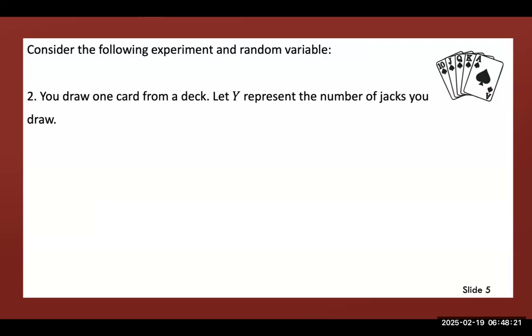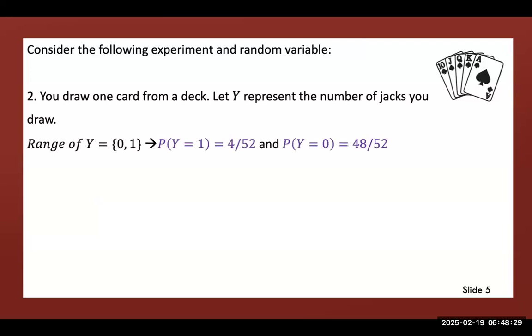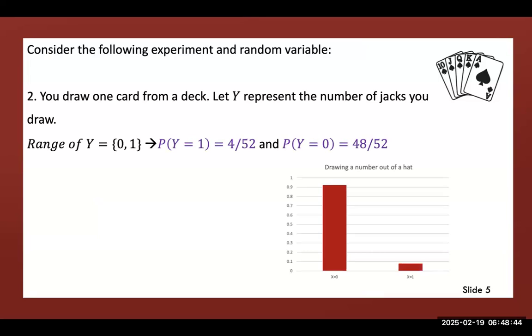Let's say you draw one card from a deck, and y represents the number of jacks you draw. What kind of distribution is this? Well, the range of y is 0 and 1. You either draw a jack or you don't. This is like success/failure. The probability of drawing a jack is 4 out of 52, and the probability of not drawing a jack is 48 out of 52. This is a Bernoulli distribution.